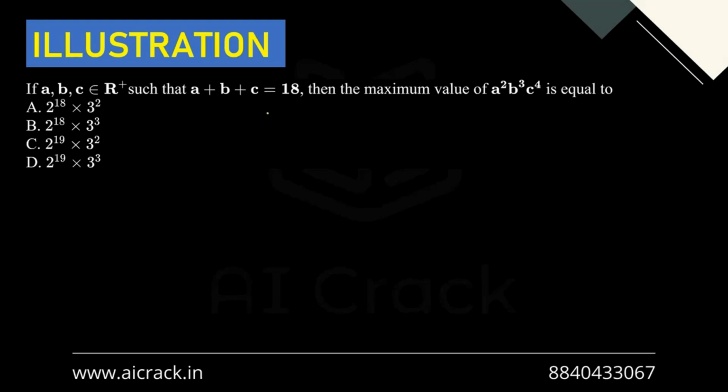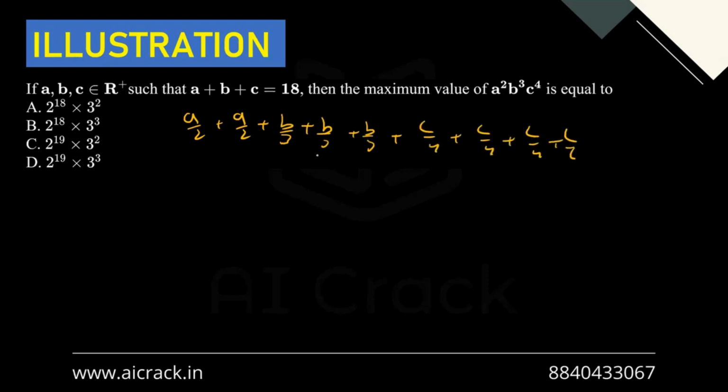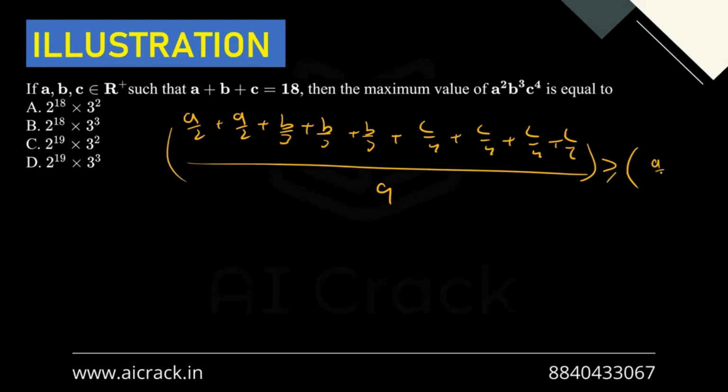Okay. So what we can do, we can write this as a by 2 plus a by 2 plus b by 3 plus b by 3 plus b by 3 plus c by 4 plus c by 4 plus c by 4 plus c by 4, divided by 9, right? Because this is 4 plus 3 plus 2, that is 9. That is bigger than or equal to, we'll be getting (a by 2) whole squared, (b by 3) whole cubed, (c by 4) raised to power 4, all raised to power 1 by 9. Now you have got these powers. After that you can solve it. Take that as homework. Okay.